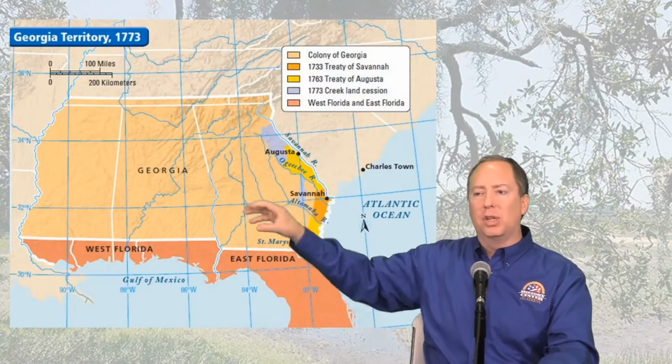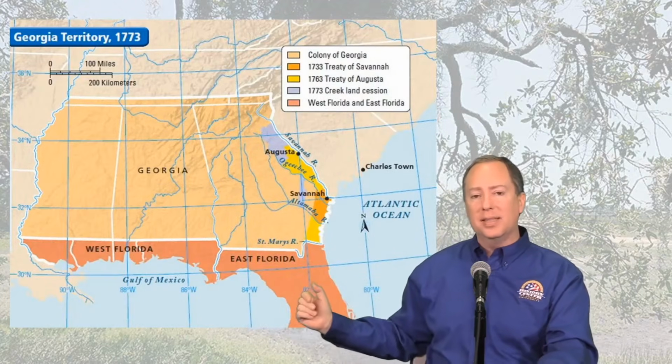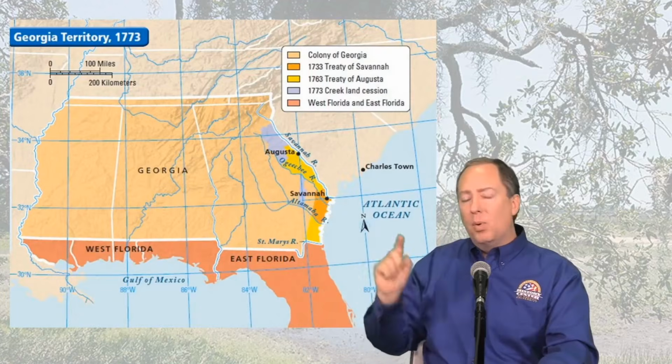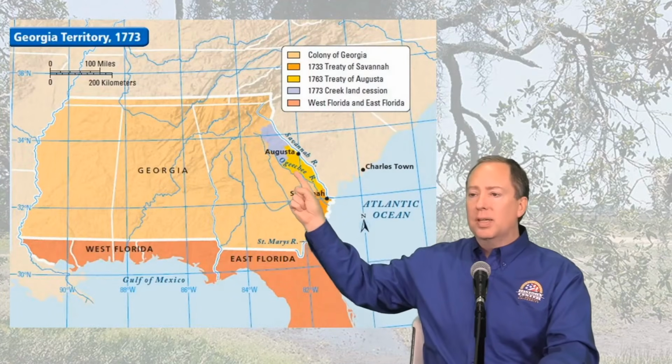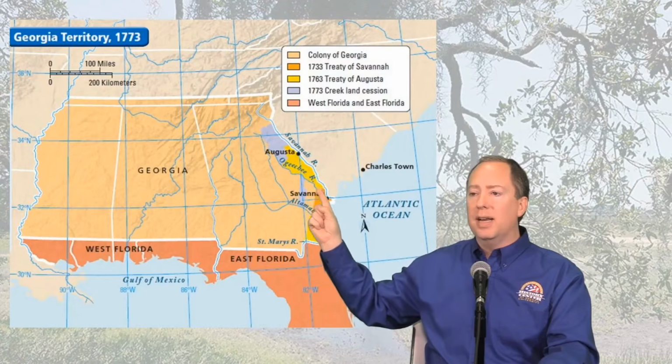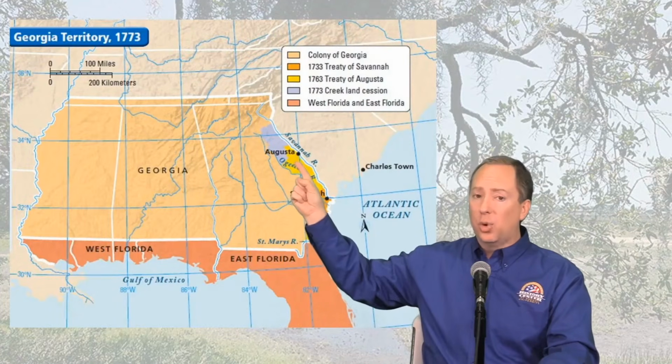We normally think of Georgia as this big state. It's one of the biggest east of the Mississippi. But when we're talking about colonial Georgia, especially founding Georgia, we're only talking about this. See this little yellow part here? When Oglethorpe established Georgia, that's Georgia.